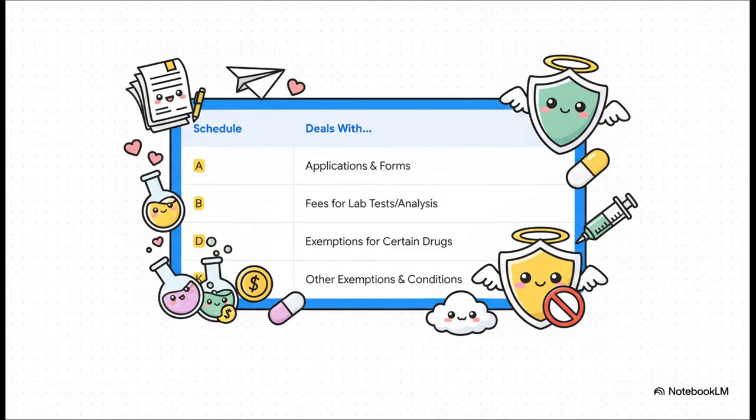Okay, so this slide lays out the real groundwork. Schedule A, that's all about your applications and forms. Pretty much any official process starts here. Then you have Schedule B, which deals with the fees for lab testing and analysis, super important for quality control. And then you have D and K, which are kind of two sides of the same coin. They list out the drugs that are exempt from certain rules and the conditions for those exemptions. So yeah, this is the essential paperwork part of the Act.